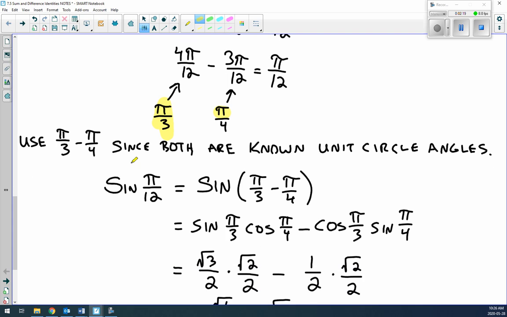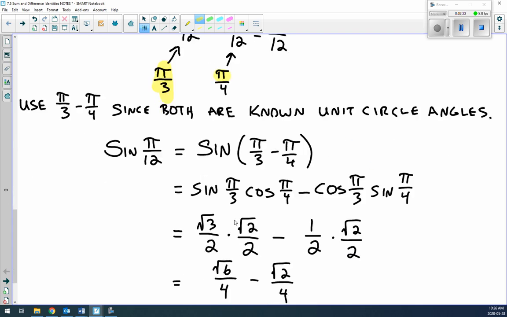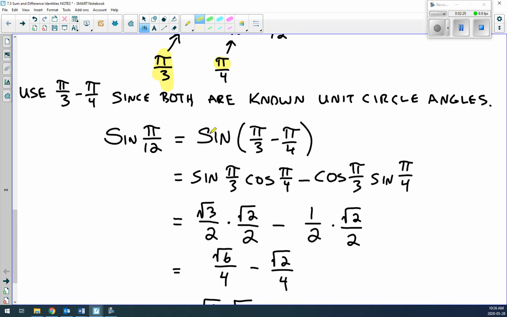Okay? So since both pi over 3 and pi over 4 are known on the unit circle, we can do it. So sine of pi over 12 equals sine of pi over 3 minus pi over 4. And then you use the formula. Grab the formula, and we plug in sine pi over 3 cosine pi over 4 minus cosine pi over 3 sine pi over 4. It's just a matter of getting the formula and plugging it in.